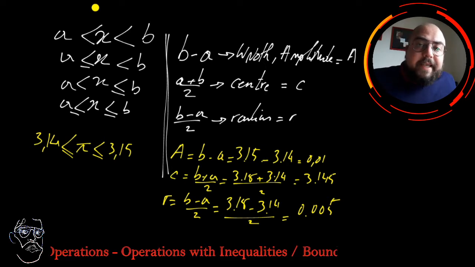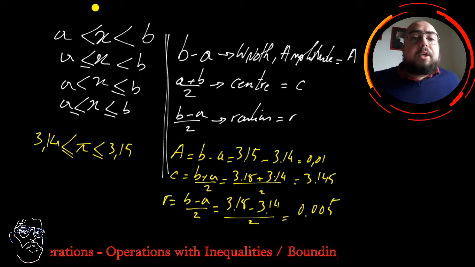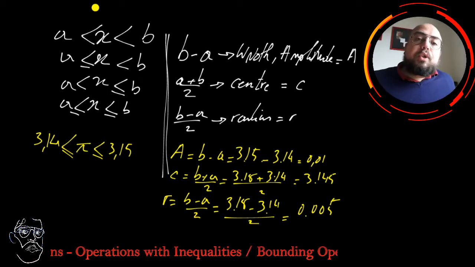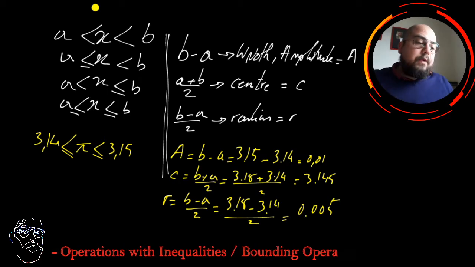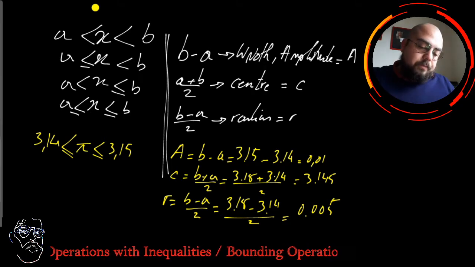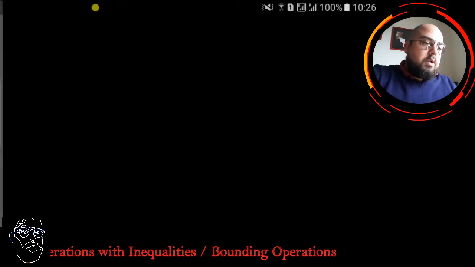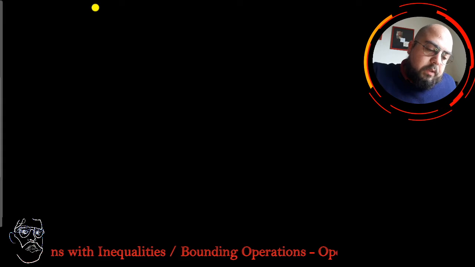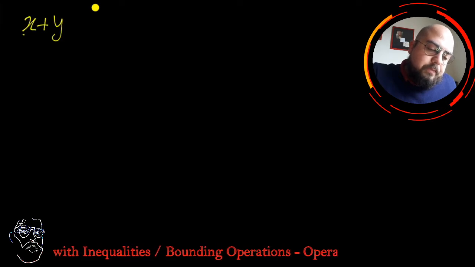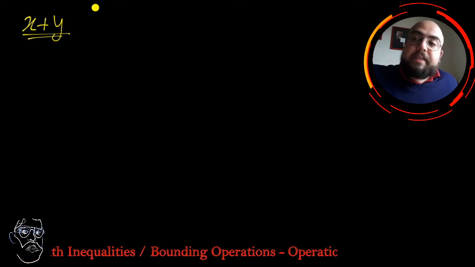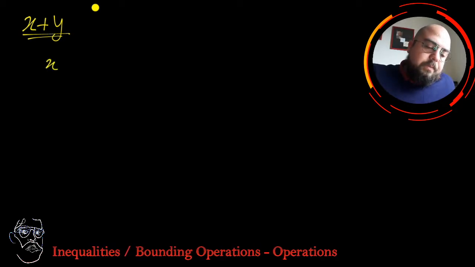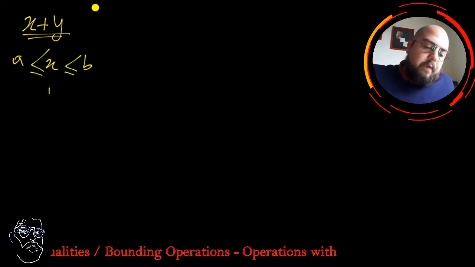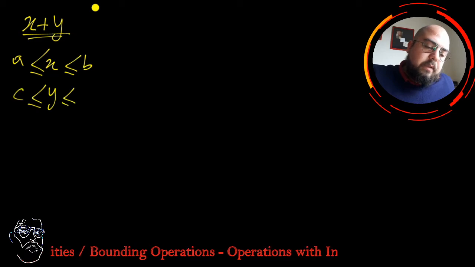Now, what we're mostly interested in is the operations related to bounding. Let's say the addition of two boundings, the subtraction, the multiplication, division. So let's first start with the addition. So it's x plus y. When we have, let's say, x between a and b, and similarly we have y between c and d.